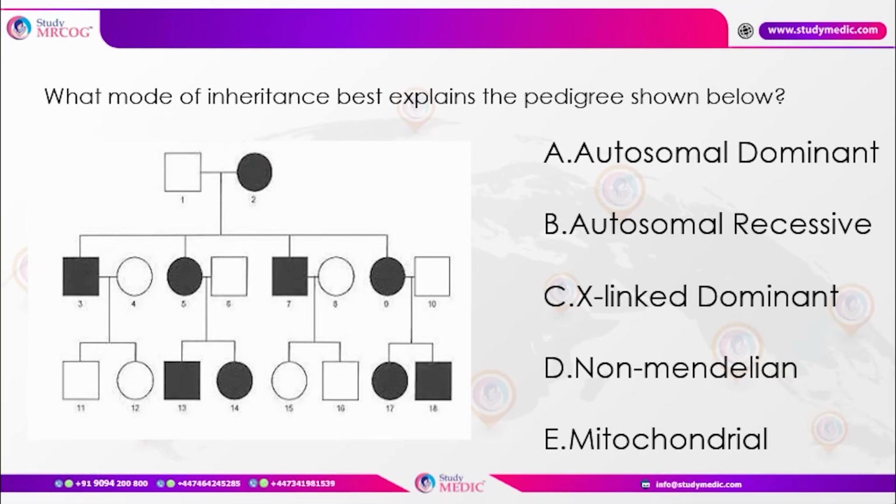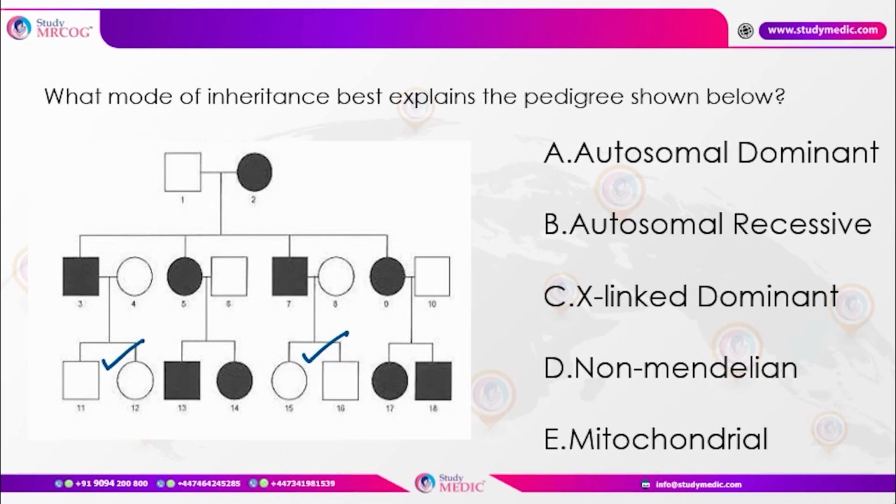What mode of inheritance best explains the pedigree shown below? Now what we can see here is that all the affected children have one or the other parent who is affected. So here we are dealing with a dominant condition. Now our answer could be between option A, option C, and also option E. Now let us see which one it is not. Why is it not autosomal dominant? Because we can see that generations are being skipped.